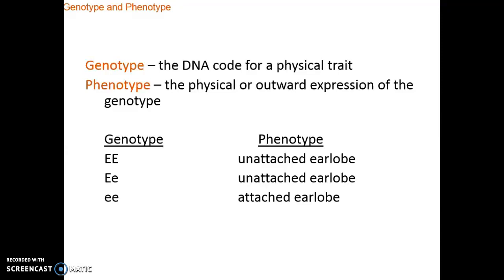But just big picture, when we start off with section 8.1, introducing genetics and genes, you have two different key terms of genotype and phenotype. The genome is the sum of all of your genetic material. But genotype is going to be specifically what gene, what is the DNA that you have that is going to code for a specific trait. And then phenotype is going to be the physical or outward expression of the genotype.